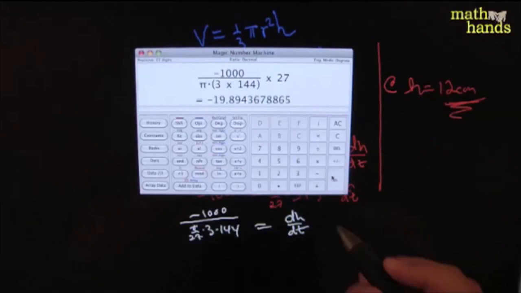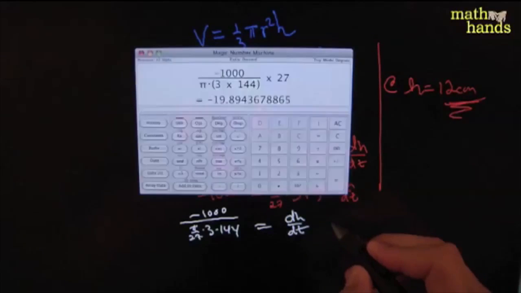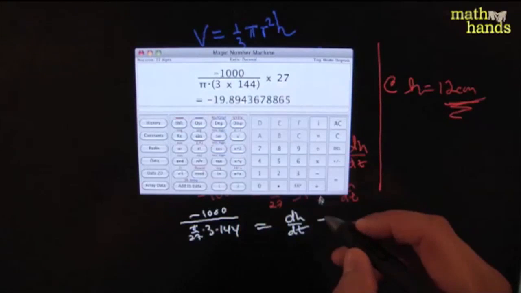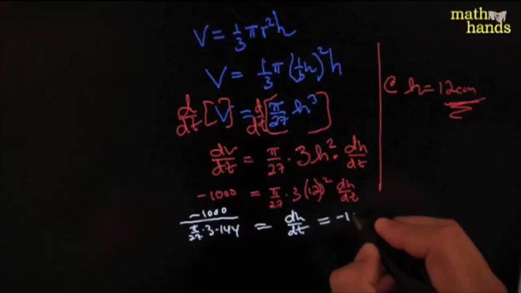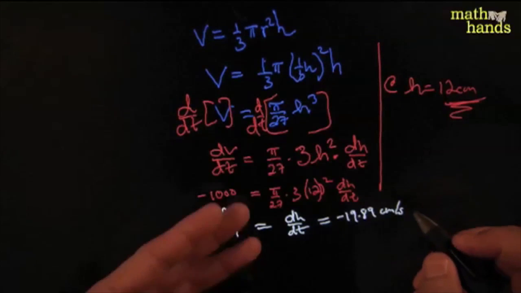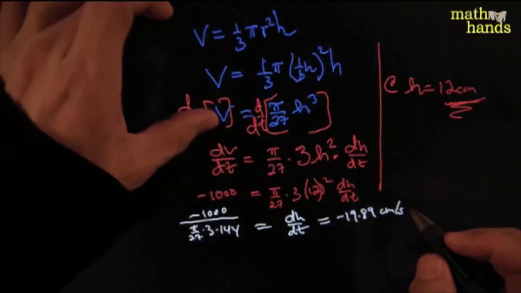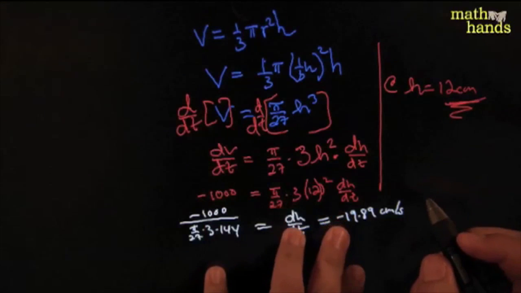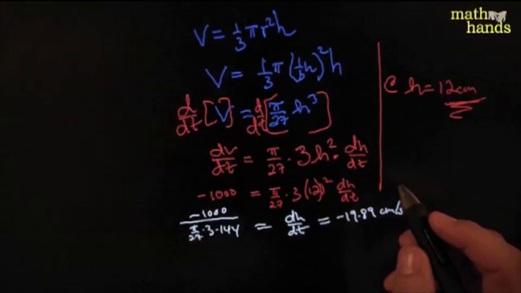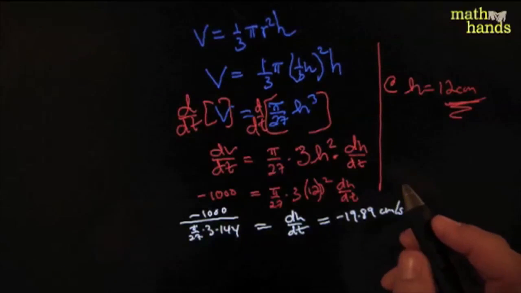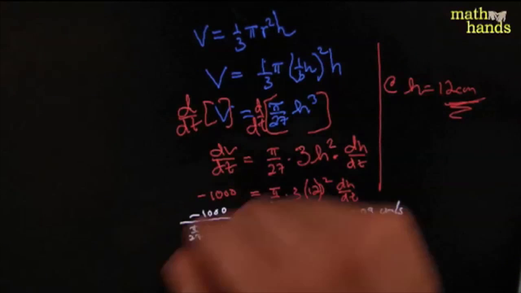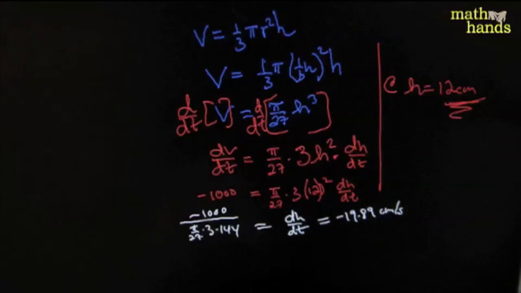Okay, so that's going to give me exactly how fast this is equal to negative 19.89, negative 19.89 centimeters per second. What this is telling you is that the height is dropping at about this much per second at that point, when the height is 12 centimeters. Is that nice? Assuming I did the math right. Whatever, it's kind of nice, huh?